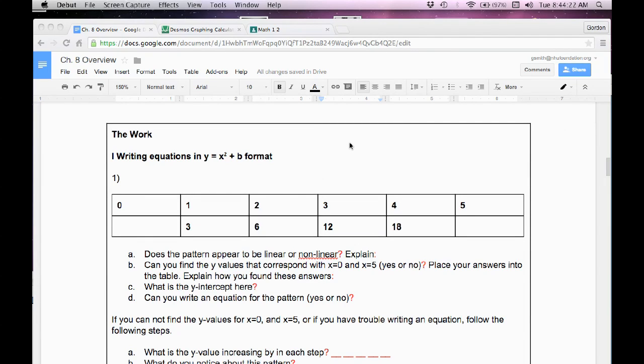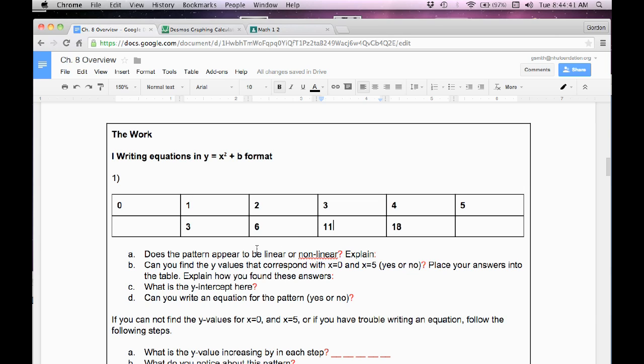All right, we're going to start the work on the Chapter 8 overview. The first thing, I tried to put a note in there, but it's understandable if you missed it. This 12 here for the y value should be an 11. That was just a mistake, and I apologize for that. This will be a lot easier to solve with an 11.